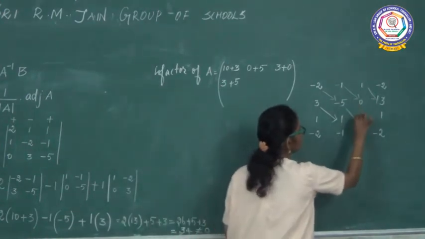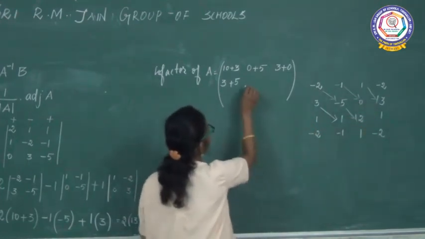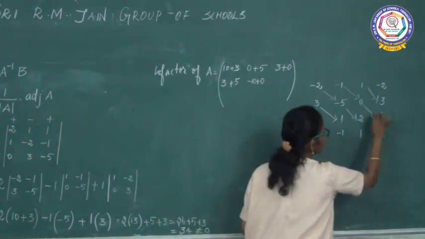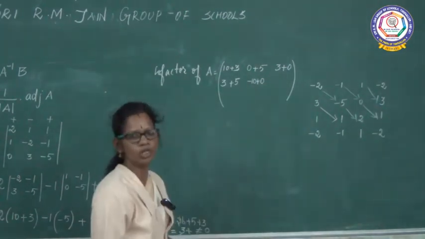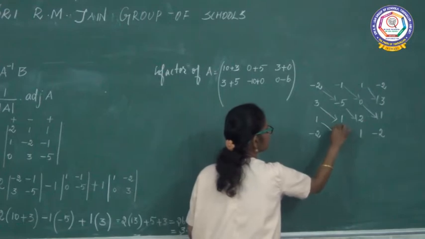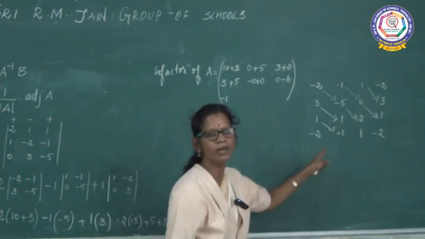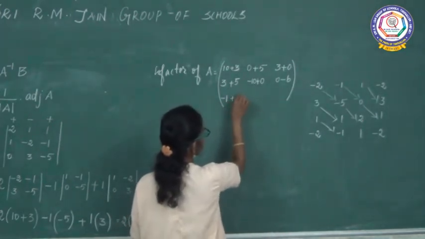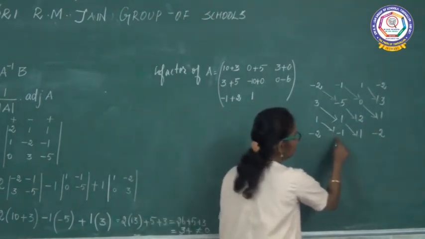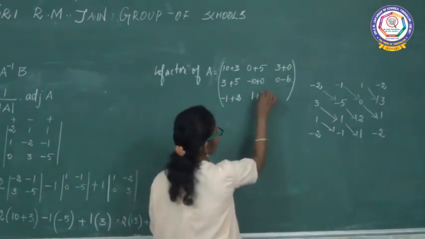Next, minus 5 into 2, minus 10, minus 0. So, minus 10 plus 0. Next, 0 minus 2 into 3. So, 0 minus 6. Next, minus 1, minus of minus. So, it becomes plus 2. Next, 1, again minus 2. So, minus of minus it becomes plus 2.